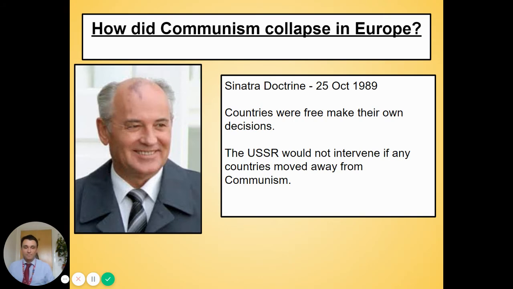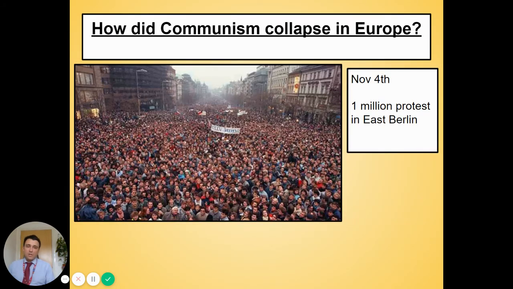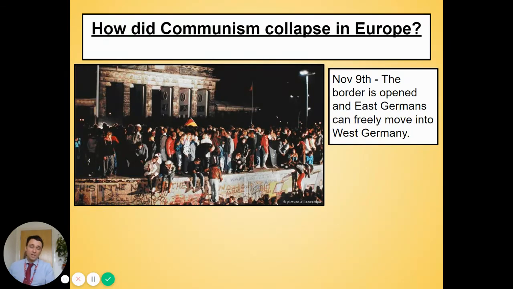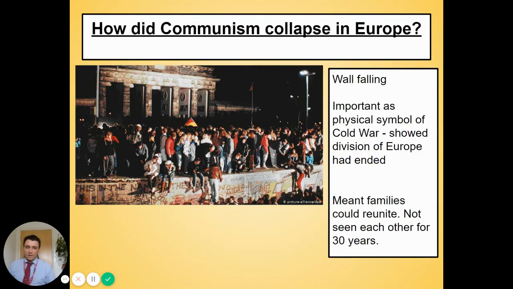They wanted freedom. November the 4th, we see 1 million people protest in East Berlin. They want the wall knocked down. They want freedom to travel again. November the 9th, the border is opened. The East Germans were able to move freely into West Germany, and the wall was basically mostly knocked down. Some of it still stands intact in places, but large parts of that wall were knocked down. And we see Germany start to be reunited here. Families could reunite. They'd not seen each other for 30 years in some cases. And so we end up with this symbol of the Cold War being taken down. It showed that actually the USSR control of Europe was being removed.